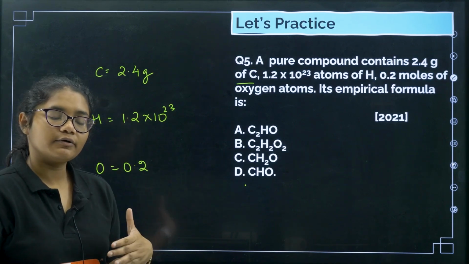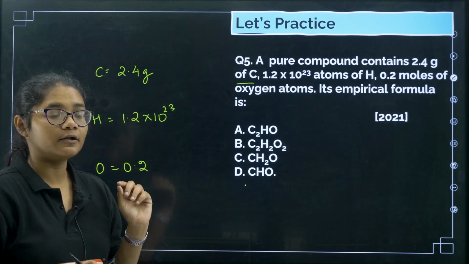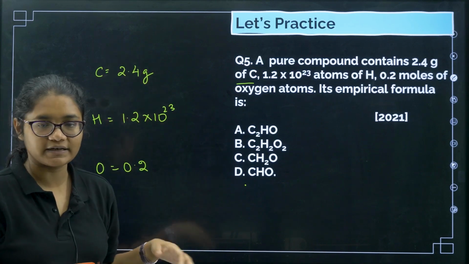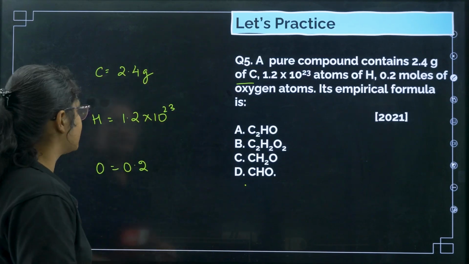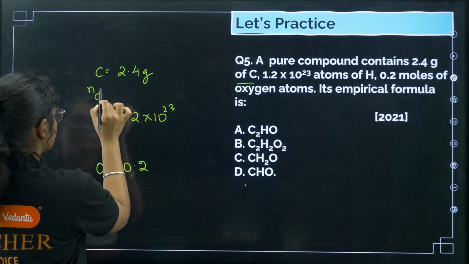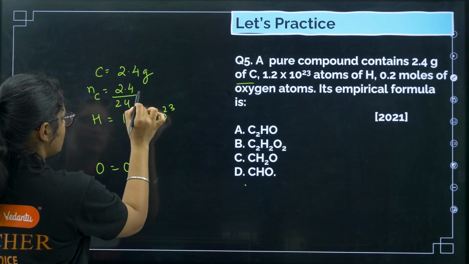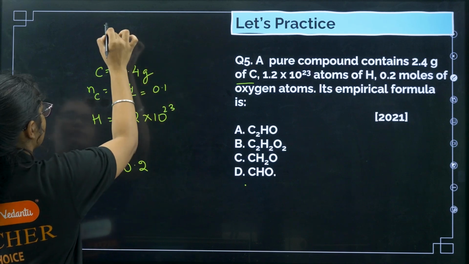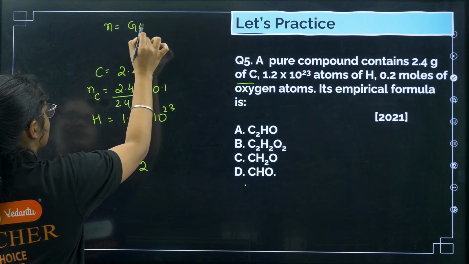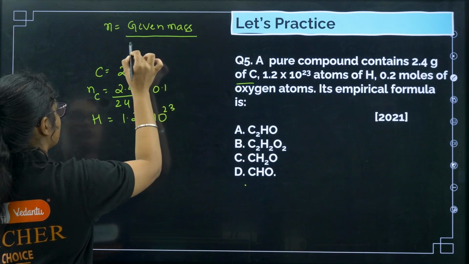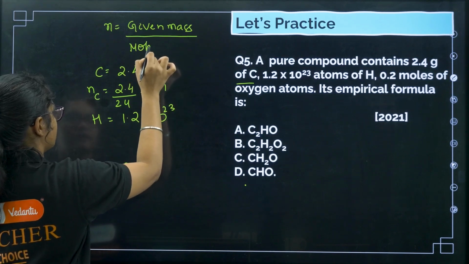So to calculate empirical formula, what you need is the simplest ratio of the moles of atoms present in a compound, right? So first let us see what is the number of moles of carbon here. Given mass by molar mass, so 2.4 by 24, that is 0.1. So number of moles is nothing but given mass divided by molar mass. So that is what we are doing to convert it, right?